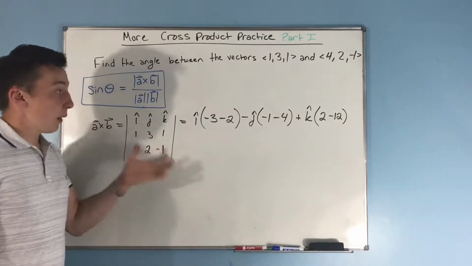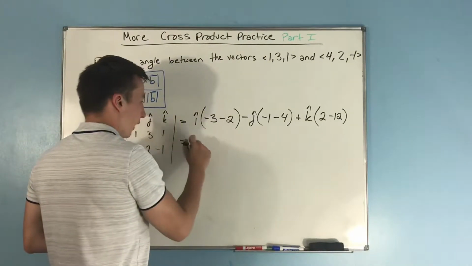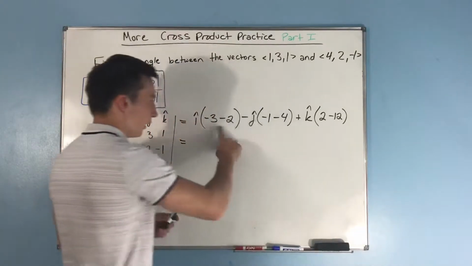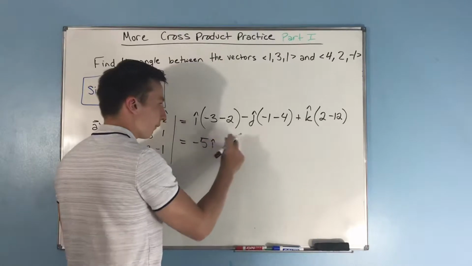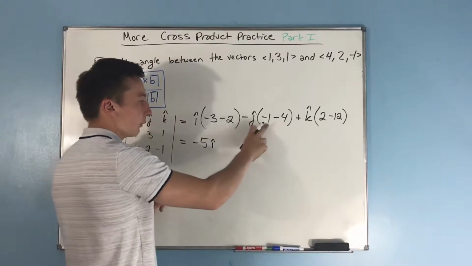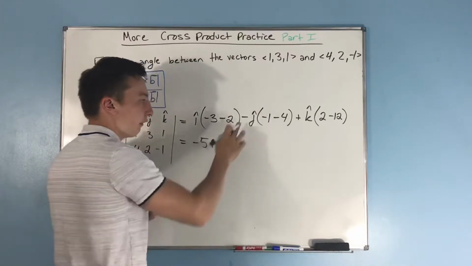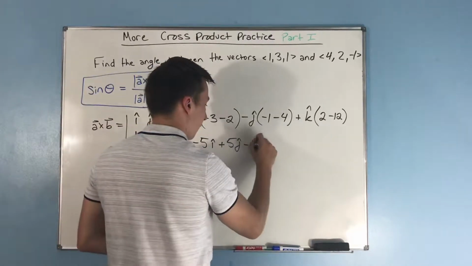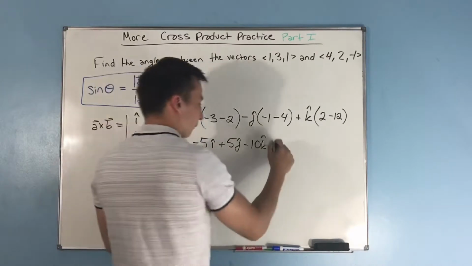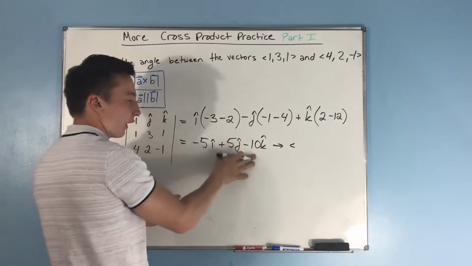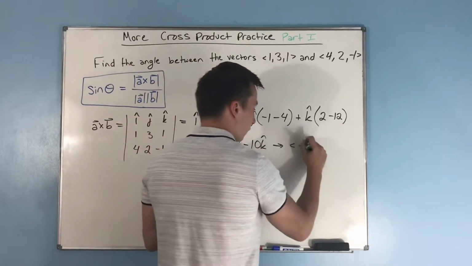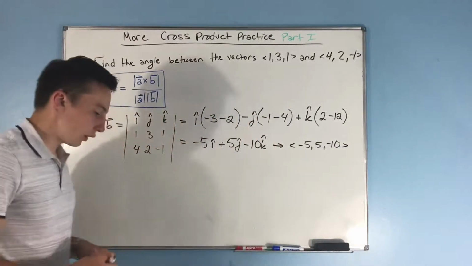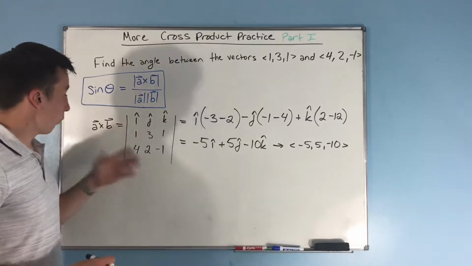Now we're going to simplify this a little further. Let's write it like we have a negative 5 i hat. Then we have a negative 1 minus 4, so we have negative 5, and this minus will make it plus, so we'll have a plus 5 j hat. And then we have minus 10 k hat. So this is our vector, but we can write it in angle bracket form as well: negative 5, 5, negative 10. Now we found A cross B.